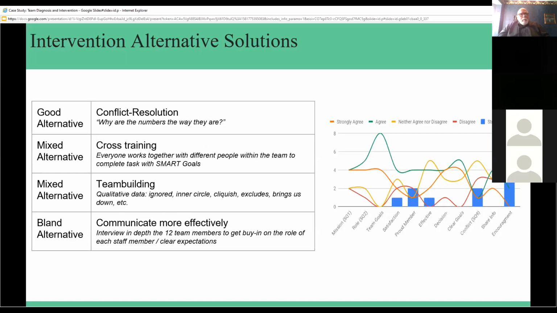So looking at our intervention solutions, a good alternative was conflict resolution. We've obviously got some conflict. So this was just going to help us with why the numbers are the way that they are. A mixed alternative that we had was cross-training. We felt that everyone needed to be cross-trained, and we may even need someone else who would know how to do the leadership responsibilities.